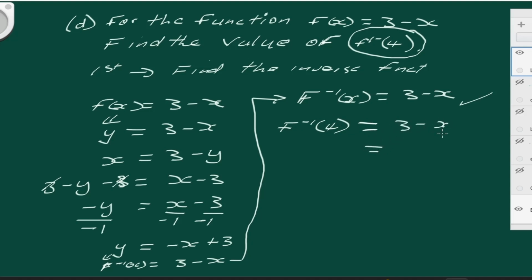So anywhere you see x in the inverse function, we're going to replace it with 4. So f inverse 4 equals -1, and this is the answer that we are looking for. f inverse 4 equals -1.